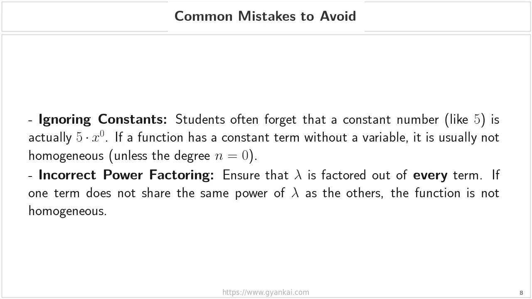Second, be very careful with incorrect power factoring. When you are performing the lambda test, replacing x and y with lambda x and lambda y, you must ensure that you can factor out the exact same power of lambda from every single term in the expression. As we saw in example 2, if you end up with lambda squared in one term and just lambda to the power of 1 in another, you cannot factor out a single, uniform power. If even one term doesn't share that same power, the function is not homogeneous.